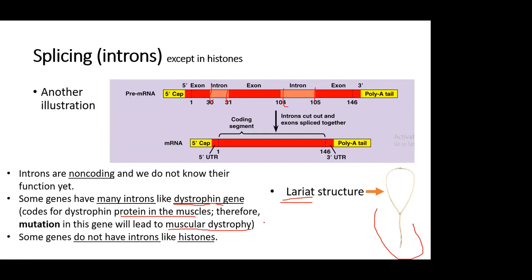Some of the proteins just don't have any introns there. Therefore, they don't undergo the splicing, like histones. Histones are an exception in both the poly A tail and the splicing, the cutout. So histones, okay. Histones, they are an exception to poly A tail addition and the splicing.